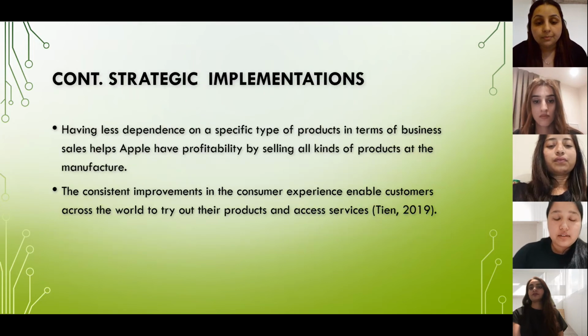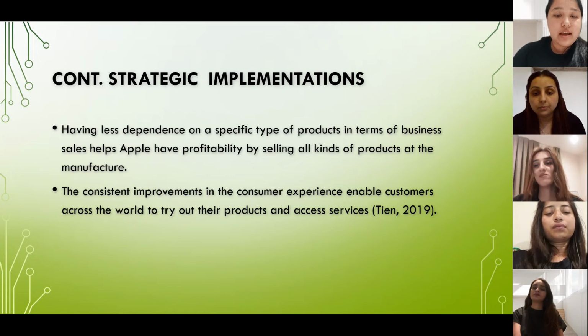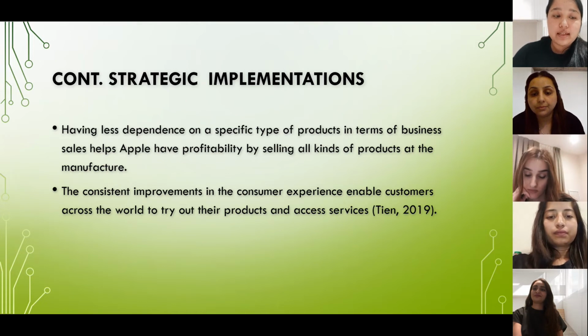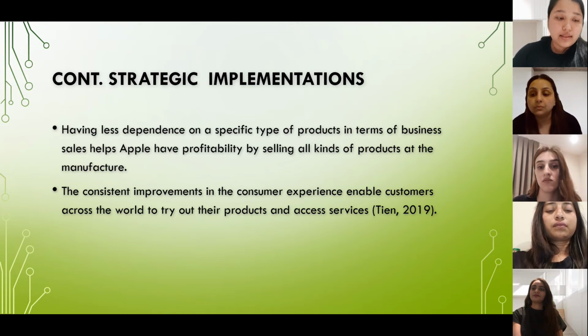Continuing strategic implementation in terms of business sales, having less reliance on a certain sort of product lets Apple maintain profitability by selling a variety of products that they manufacture. Apple continues to make aggressive efforts to transform itself into one of the world's leading providers of digital services. Its iPhone unit is the main driver for growth in sales, profit, and share price. Enhancing customers' experience is one of the pillars of its business strategy.